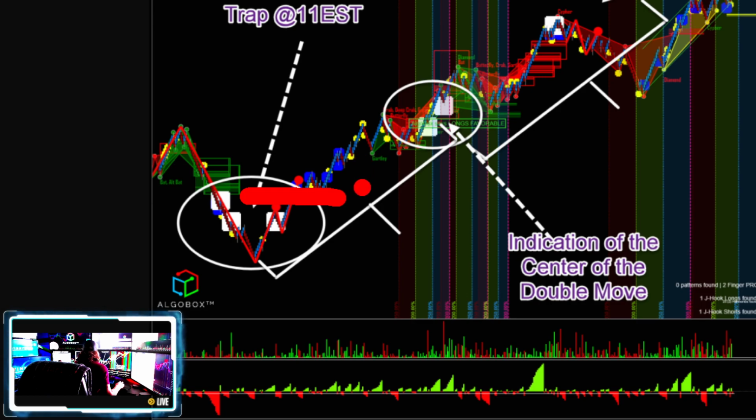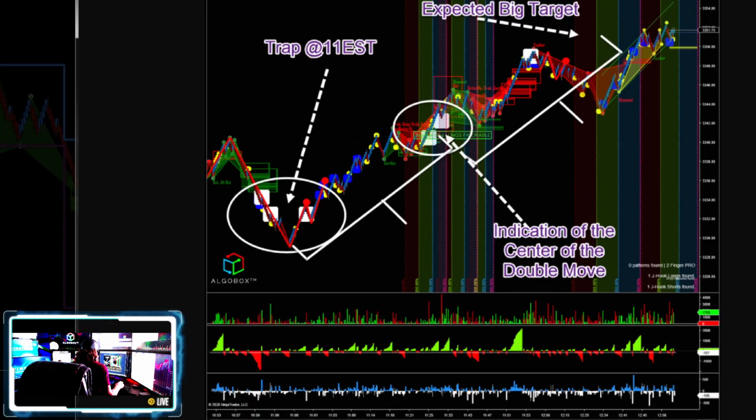So 11 o'clock Eastern, we're starting to take that move up. Now, my typical first targets are going to be 10 and 15. Sure enough, got both of those. As we got a red dot right here, I was hesitant. I almost wanted to take this off the table because technically speaking, we've got this double dot shot right here.